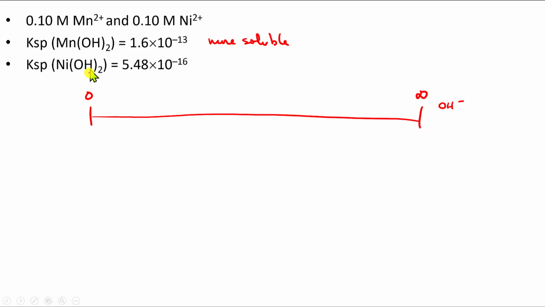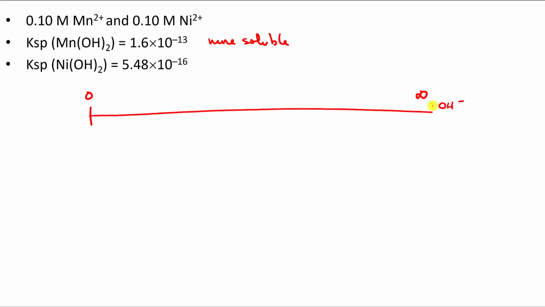So which one precipitates out first? Well, it's the least soluble that will precipitate out first as you increase the hydroxide ion concentration. So in other words, if I make my line better, start here, and I start increasing the concentration of the hydroxide, what will happen is the concentration of nickel will begin to drop.